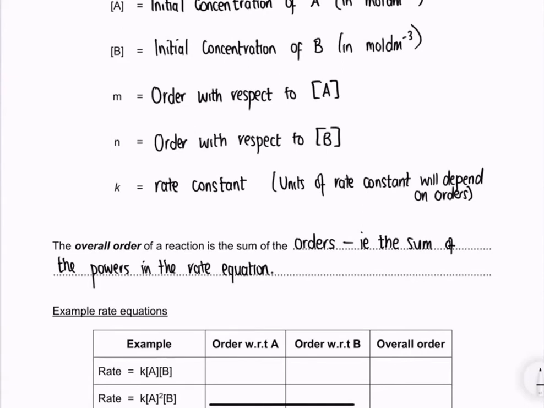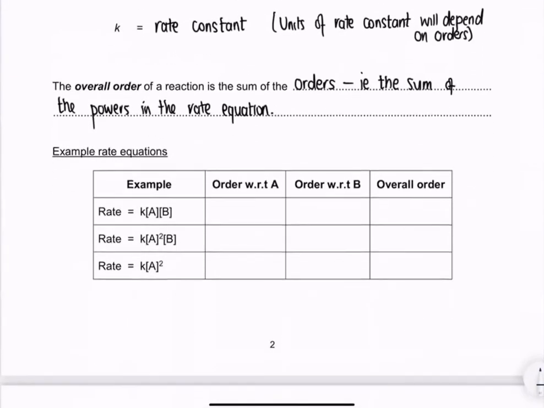So let's just take a look at this and have a little play around with it. So we've got an example of a rate equation here. We can see that it says rate equals k times A in square brackets times B. Now there is no power written after A and B. That means that the power must be a 1. But it can't be a 0, because anything to the power 0 would disappear.